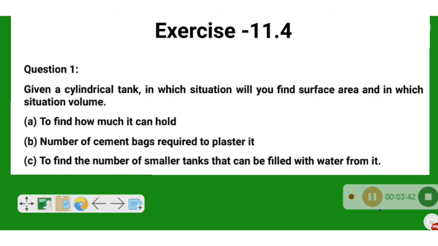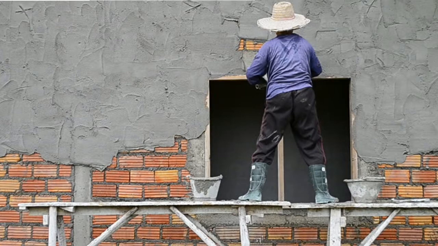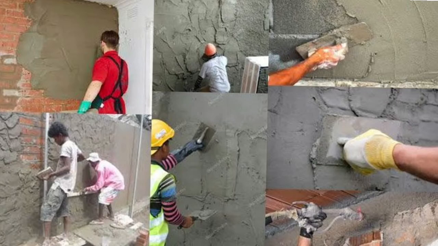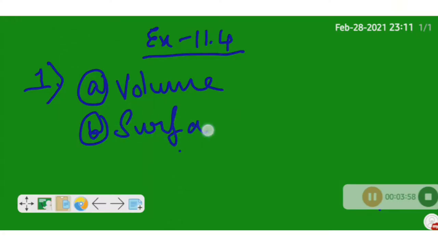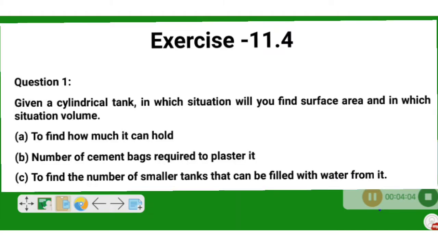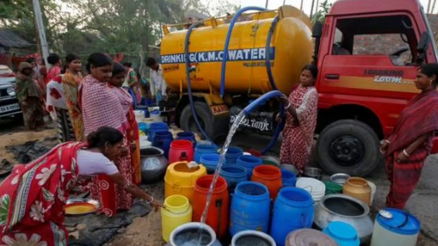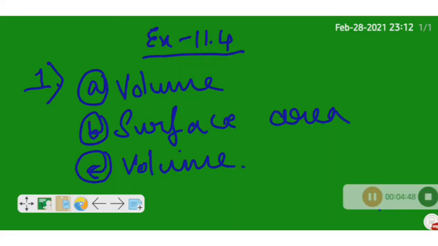And next is the number of cement bags required to plaster it. Plastering will be done for the walls when building new houses. So where will it be done? On the surface of the wall. So in such case you have to find the surface area. Simple. Next, C. To find the number of smaller tanks that can be filled with water from it. So clearly it is filling the water. Whatever is the amount of the smaller tanks, it will be occupied by the water in the larger tank. So in this case also you have to find the volume. Simple.